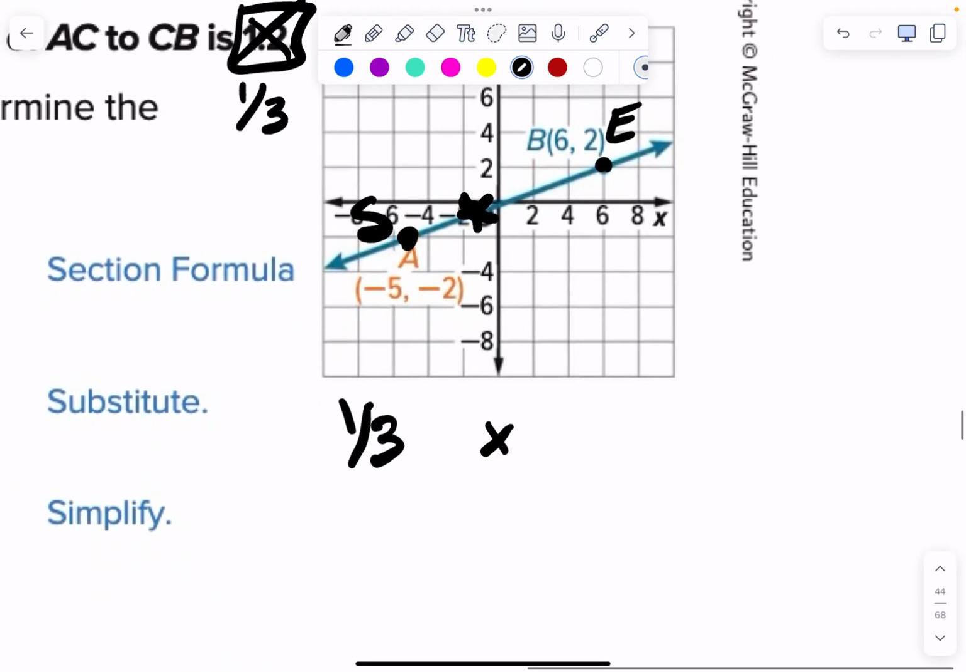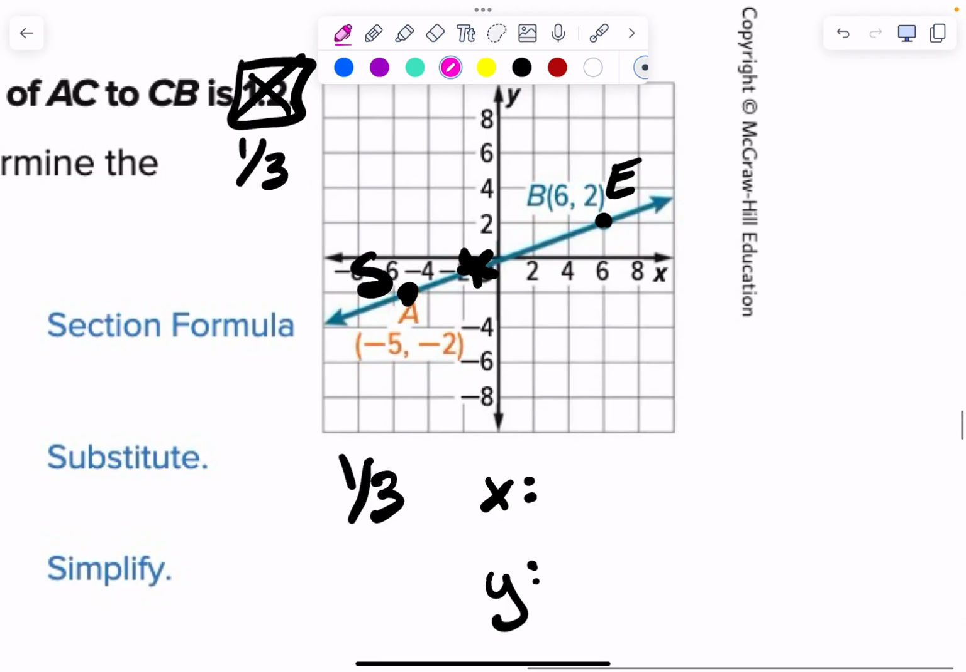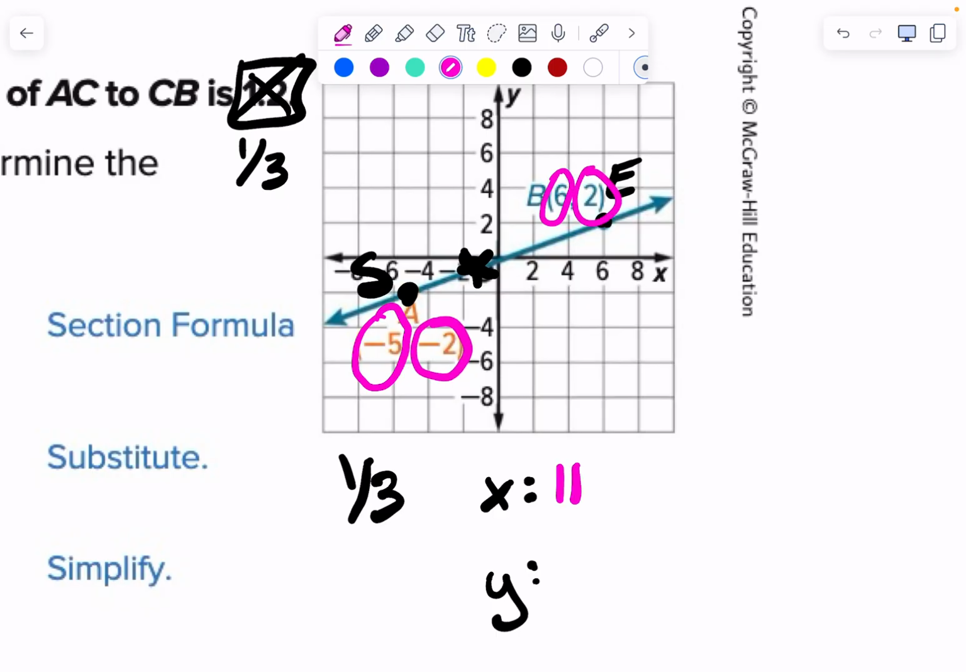Now, let's talk X direction and let's talk Y direction, okay? How far am I going in the X direction? From A to B. I'm going from -5 to 6. Is that 11 units? Oh, that's not very nice. All right. Now, let's go from -2 to +2. How many units is that? 4 units, okay? And I want to do what now? Times 1/3. 1/3 of 11 and 1/3 of 4.